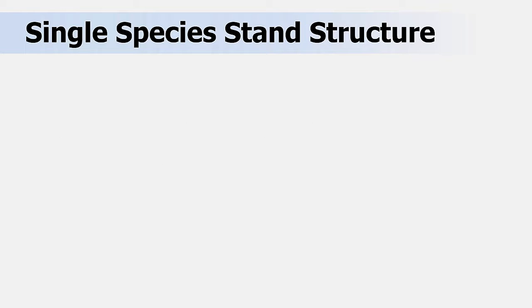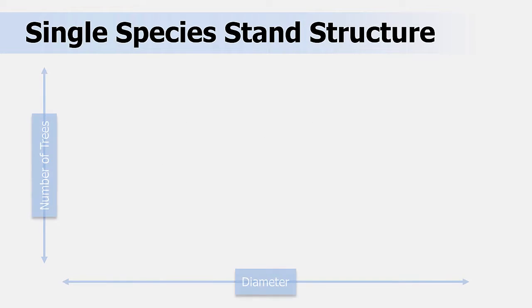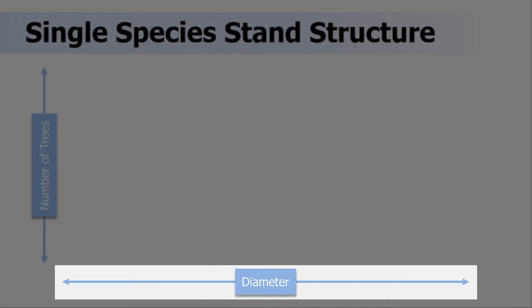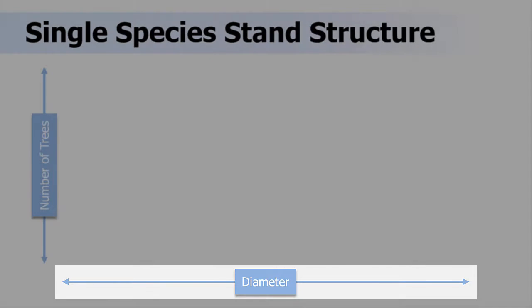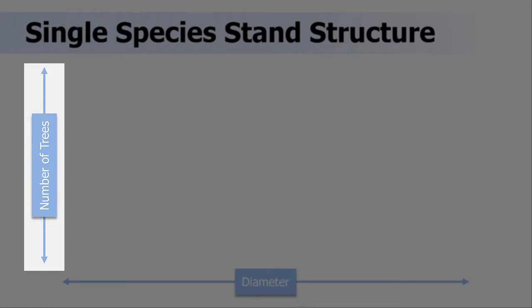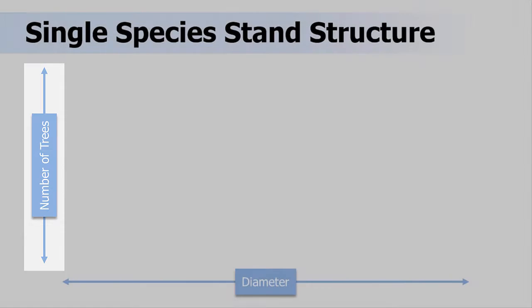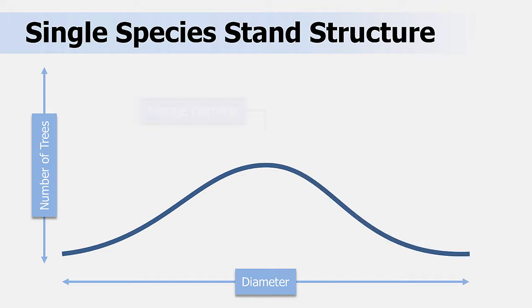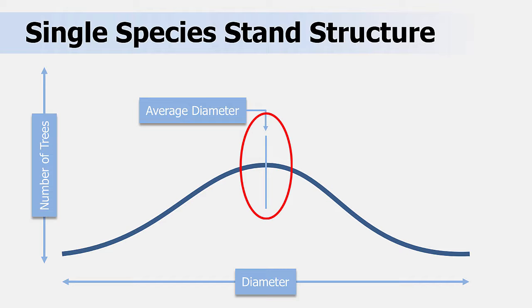Let's first look at stand structure. This graph shows the distribution by number of trees for an even-age stand comprised of only one species. The diameter distribution of the trees in the stand is on the horizontal axis, and the number of trees in the stand is on the vertical axis. The resulting curve approximates a normal distribution. Although there are some small and large tree diameters, most trees cluster near the average diameter.